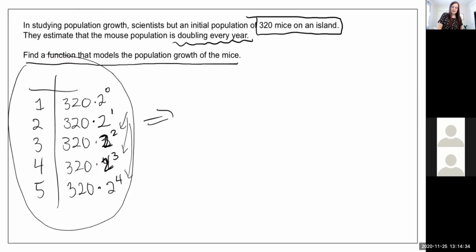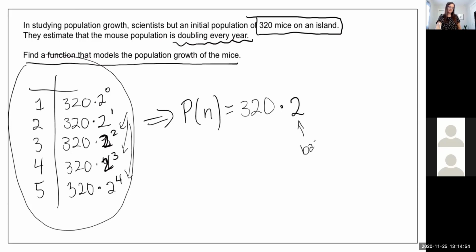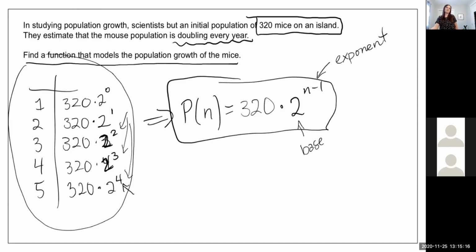So if we want to generalize that, if we want the population of mice in, say, year N, or whatever letter we want to choose, we can generalize that. We've started with 320, and then we're multiplying by 2, which is the base, to the power of, and as you see, we're going n minus 1 each time just because of starting at 0, like starting with the time 0. So that's your exponent.